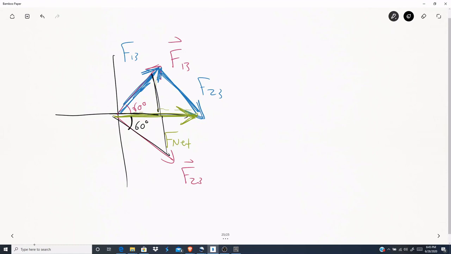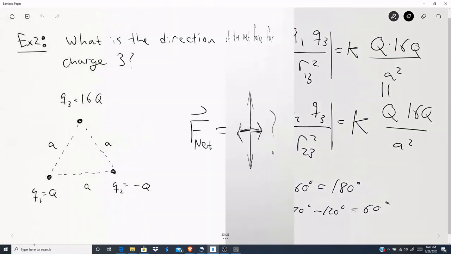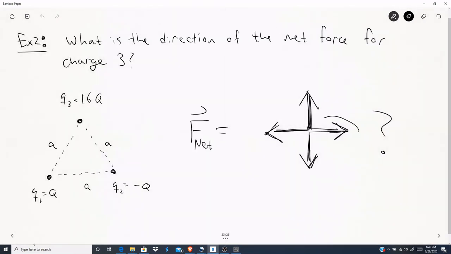The vectors have the same magnitude, and therefore these vertical components will just cancel. So the direction of the net force that was requested is now known. It points to the right.